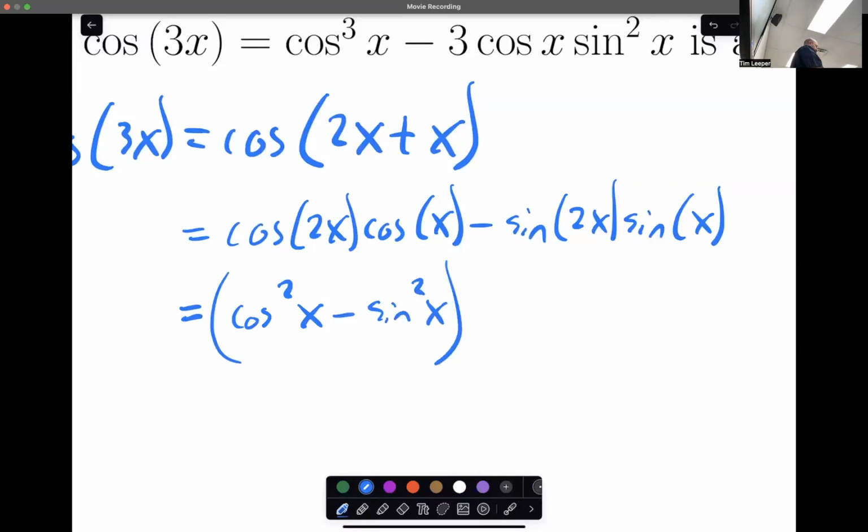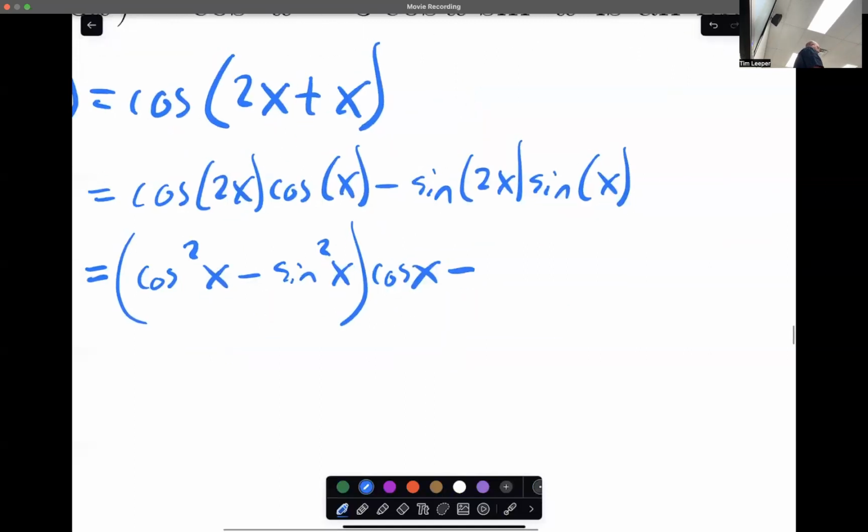But notice that I still have that cosine of x out to the side here. And then minus the sine of 2x. There's only one identity for that one, and it would be 2 sine of x cosine of x, times that sine of x at the end still.